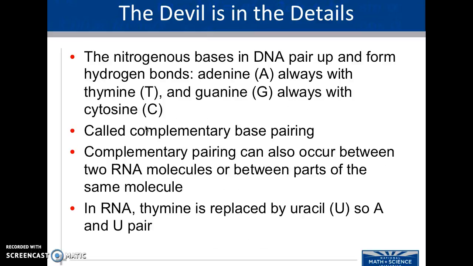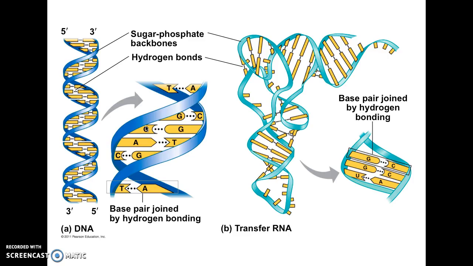We should know this as well. I covered it. Please pause and read this over if you need to. It is called complementary base pairing. You always have a purine with a pyrimidine. Again, we see it here.